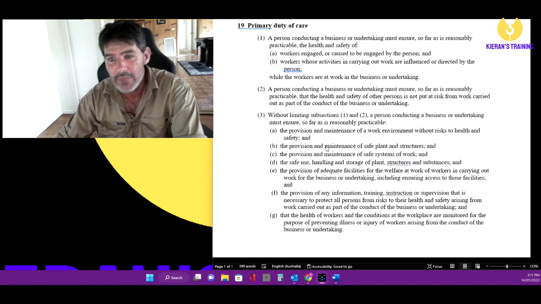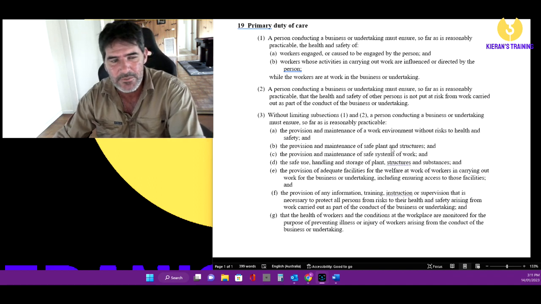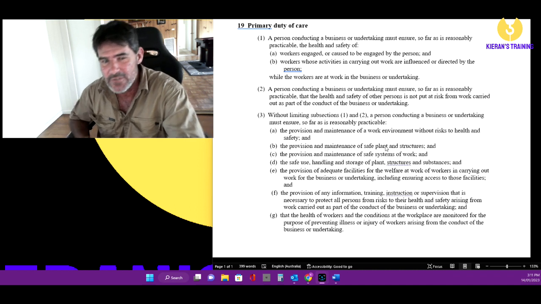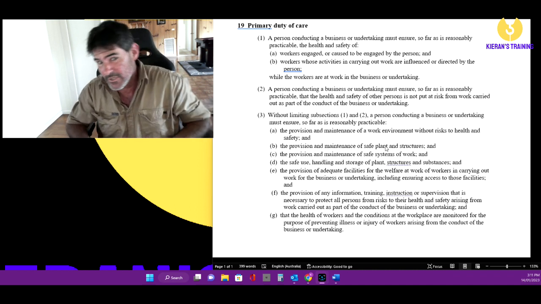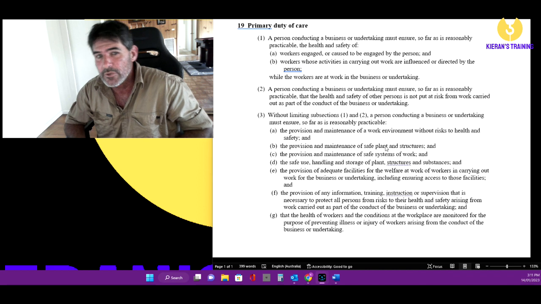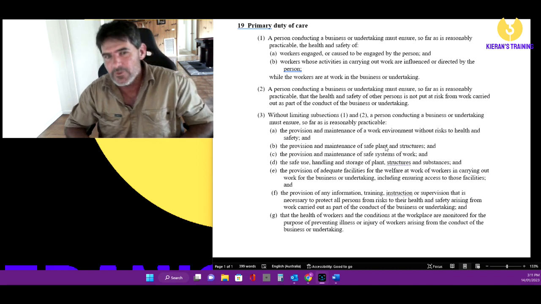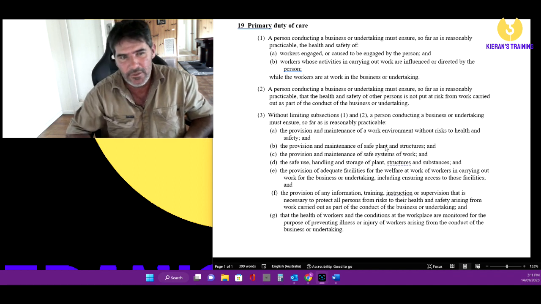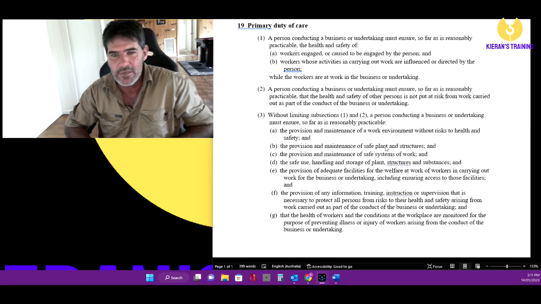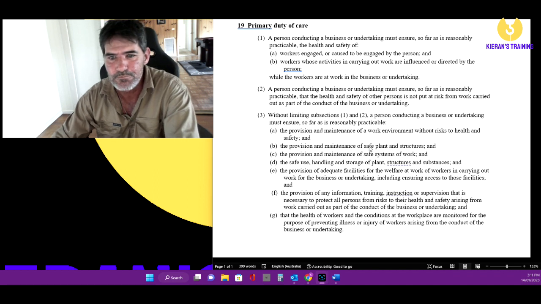So, the provision and maintenance of safe plant and structures. So all the structures are safe, so if you've got scaffolding up, it's going to stay up. If you're working with any cranes, they're in a good working condition and good working order. So all the equipment, all the structures are in a safe and well-maintained condition.